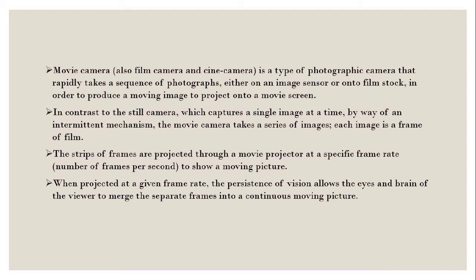Each image is a frame of film. The strips of frames are projected through a movie projector at a specific frame rate to show a moving picture. When projected at a given frame rate, the persistence of vision allows the eyes and brain of the viewer to merge the separate frames into a continuous moving picture.